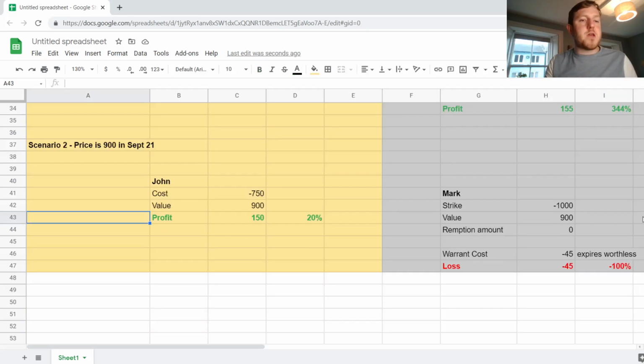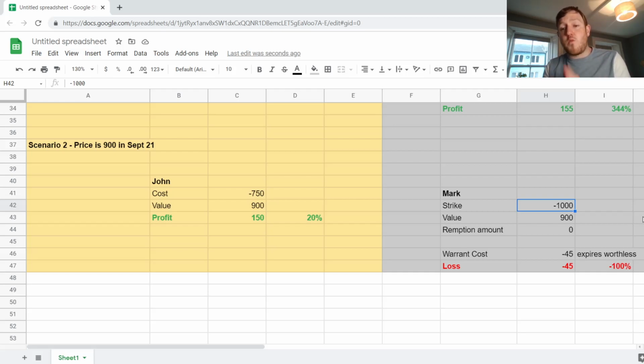Okay, now scenario two, the Tesla price actually only goes to $900 by September 21. So John, in this situation, has still made a profit. He bought Tesla stock there at $750, and the value is now $900. So he's making a profit of €150, but now he's only making a 20% return. So now let's have a look at Mark's situation.